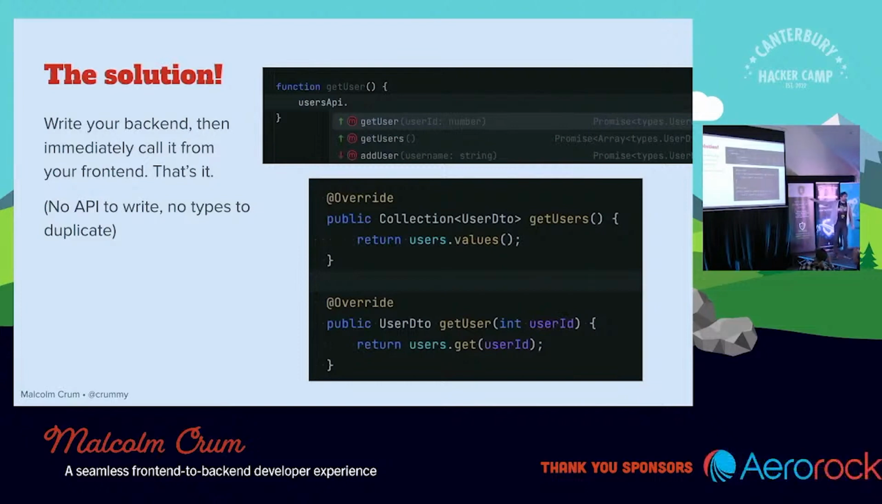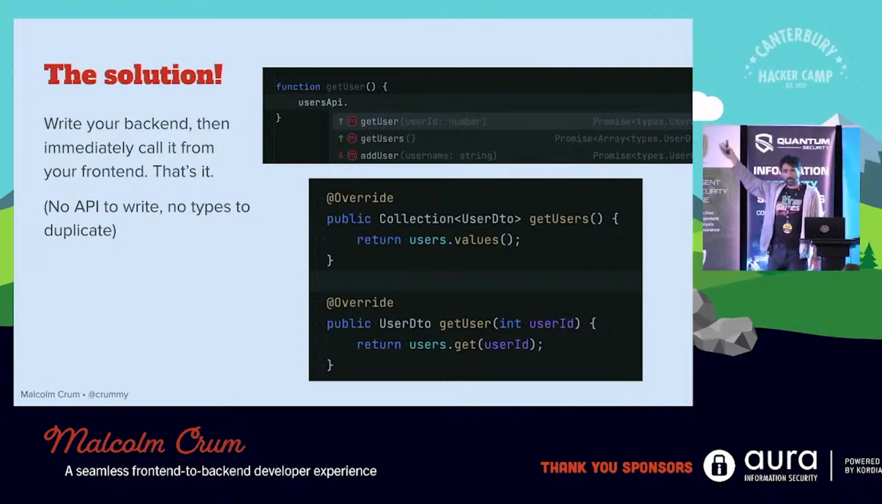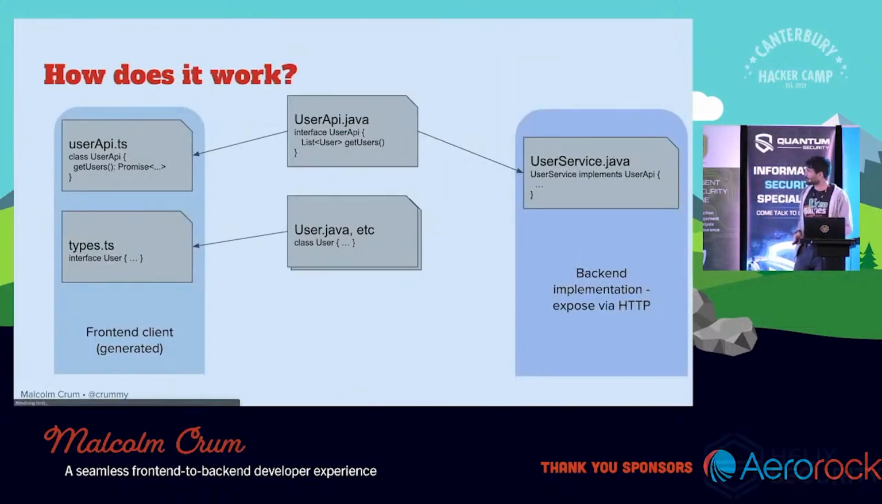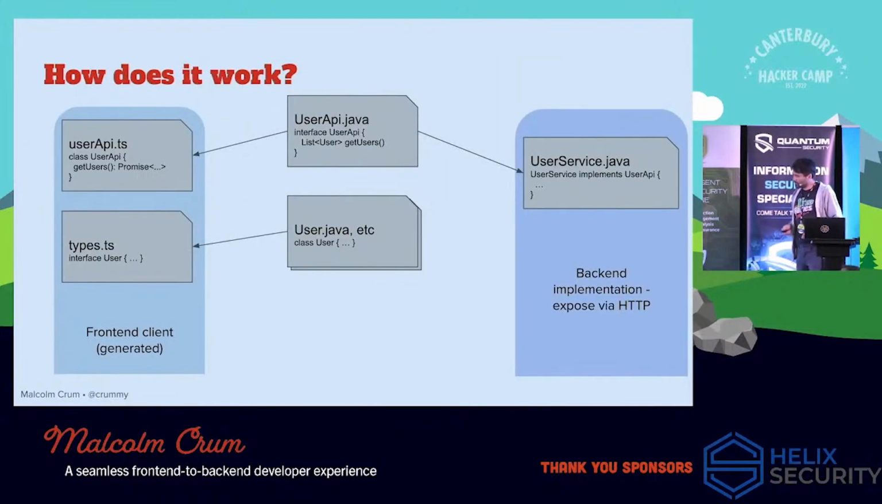Sorry, I'm using Java here. You trigger a little bit of tooling, and then you can call that immediately from your front end. What you get is a completely typed interface. We're using TypeScript here, so you have your types for each argument and your return values, and no API to write, no types to duplicate, a seamless front end to back end experience.